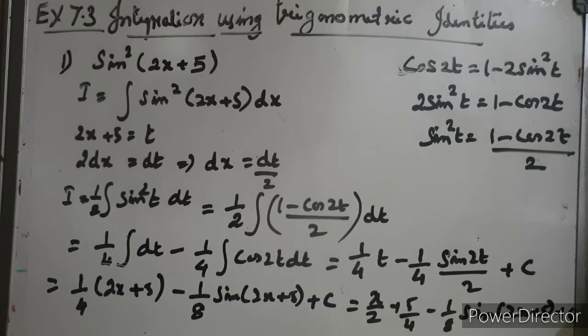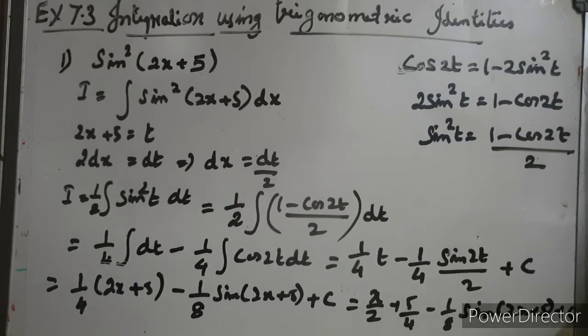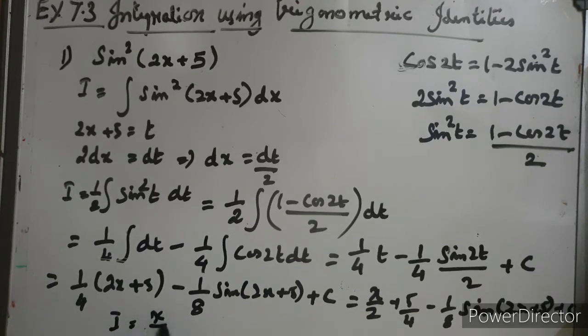Now I am writing this 5 by 4 plus c as some c dash. So I equal to x by 2 minus sine of 2x plus 5 by 8 plus c dash, where c dash is 5 by 4 plus c. So in this problem we have just substituted t as 2x plus 5 and used the trigonometric identities.